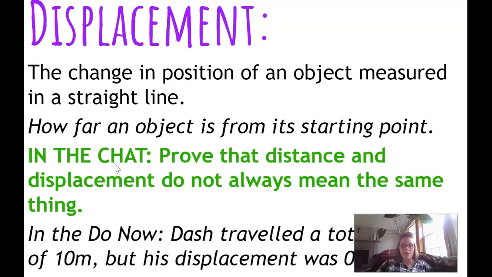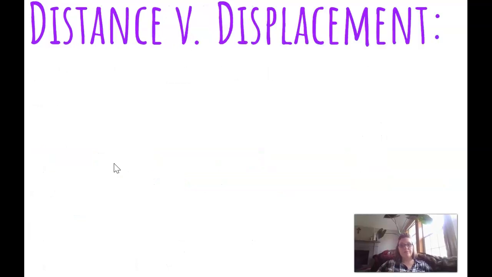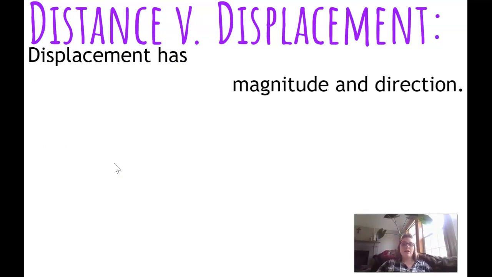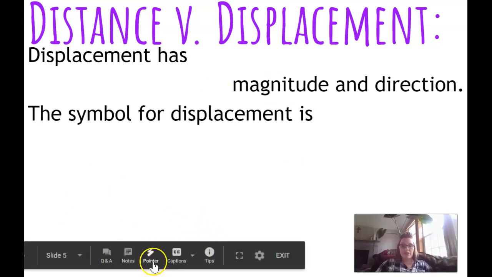So we looked at our do now. Dash, in the Incredibles clip, traveled the total distance of 10 meters because he went up to the teacher's chair and then he went back to his own seat, but his displacement was 0 meters. Displacement has magnitude and direction. Magnitude is a fancy way of saying size.